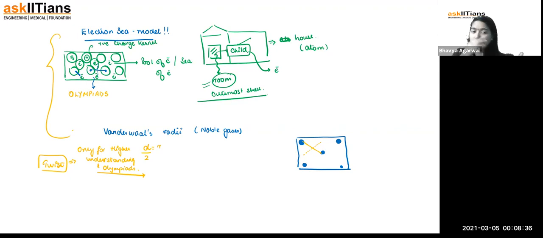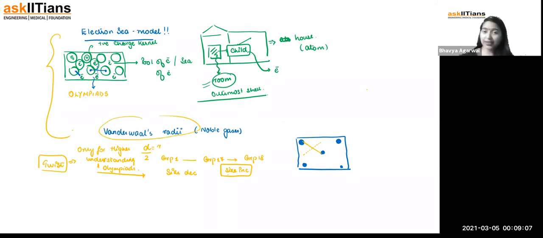Now, what is the twist? The twist is very simple: along the period, yes, the size decreases. So that is from group 1 to group 17. But the moment you move from group 17 to 18, what happens? Suddenly the size increases. And why is it increasing? Because of this van der Waals radii.